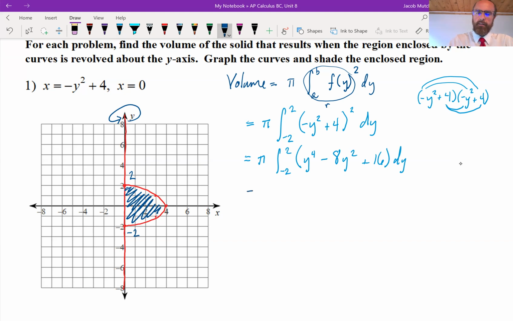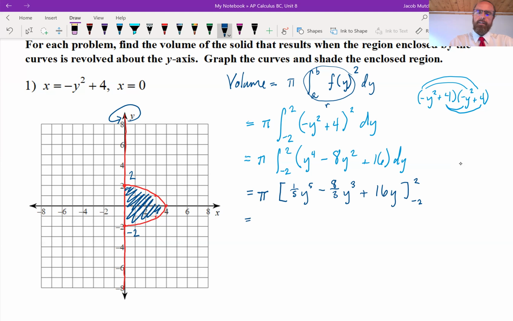We're going to get, again, pi, the coefficient, at the front door, and then integrating this integrand is going to give me 1/5 y to the 5th minus 8/3 y cubed plus 16y. And then we're going to evaluate from negative 2 to 2.